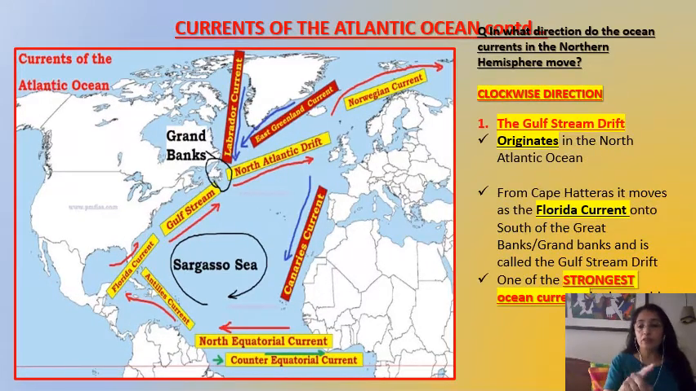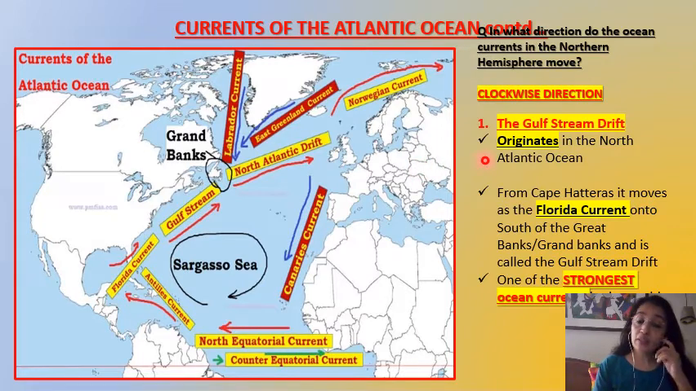So now the currents of the North Atlantic Ocean. We're focusing on the same. I'll keep bringing the same map down so that there is continuity for you. Okay. In what direction do the ocean currents in the northern hemisphere move? The direction becomes the opposite in the southern hemisphere. So in the northern hemisphere, if you look at these ocean currents, they are moving in a clockwise direction.